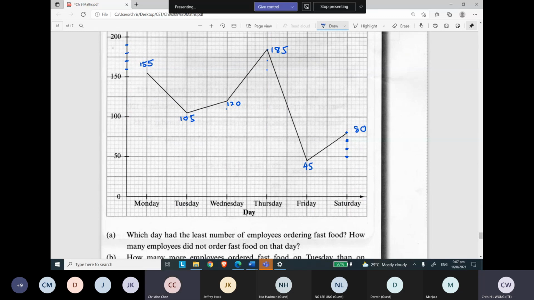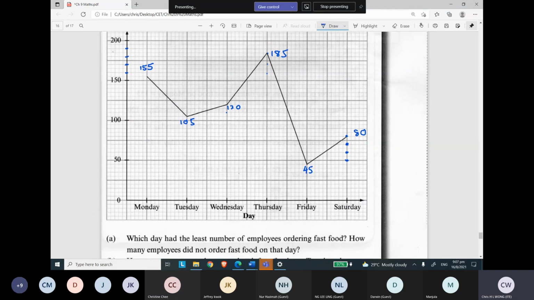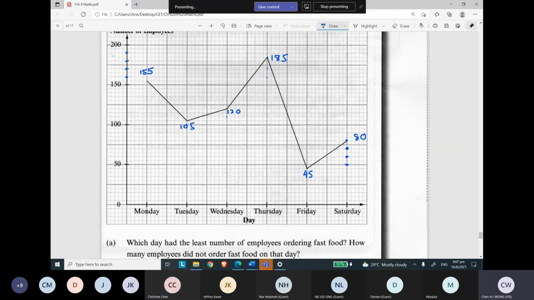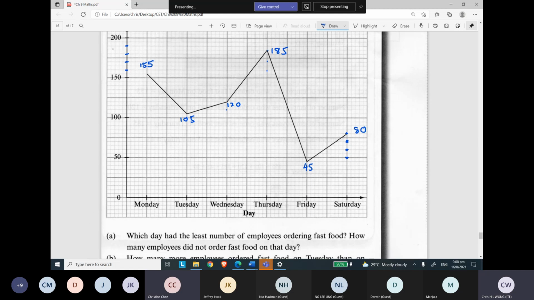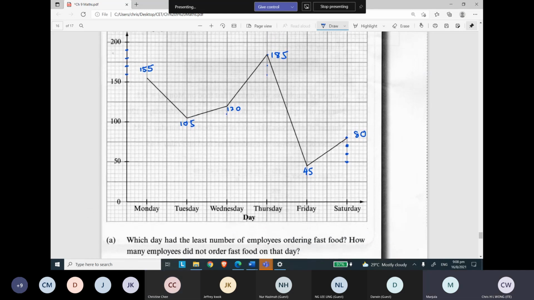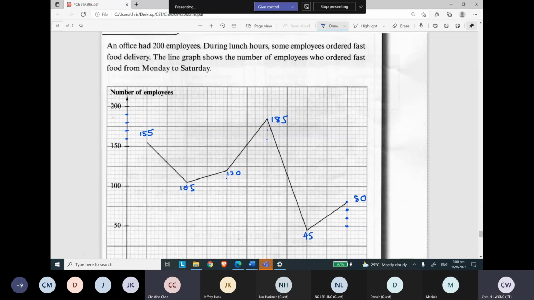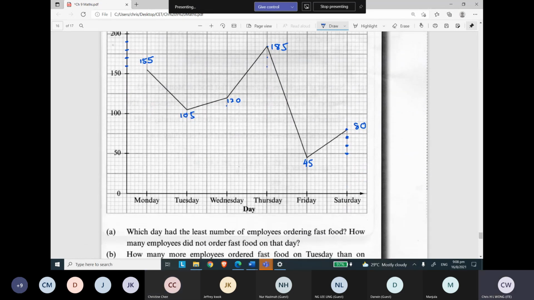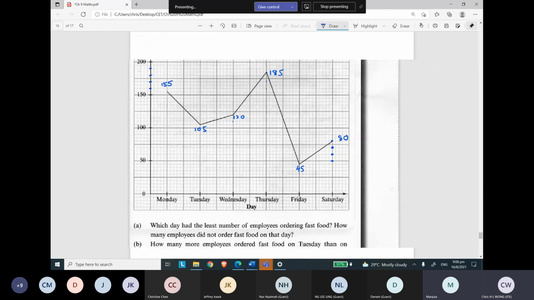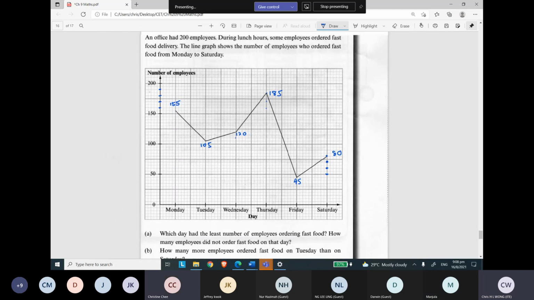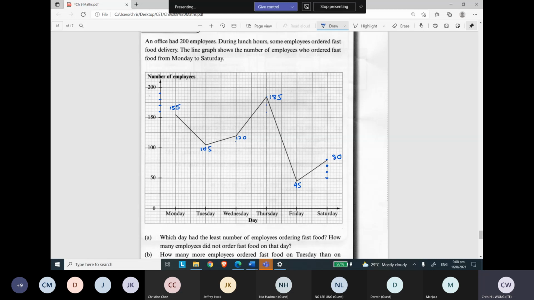So okay, now you know your first question. Which day had the least number of employees ordering food? Can you tell me which day? Friday. Yeah, Friday. How many employees did not order fast food on that day? Let me make it lower, then you can see the question. Which day is the least number of employees who order fast food? You know that the answer is Friday, right? Am I right? Okay.